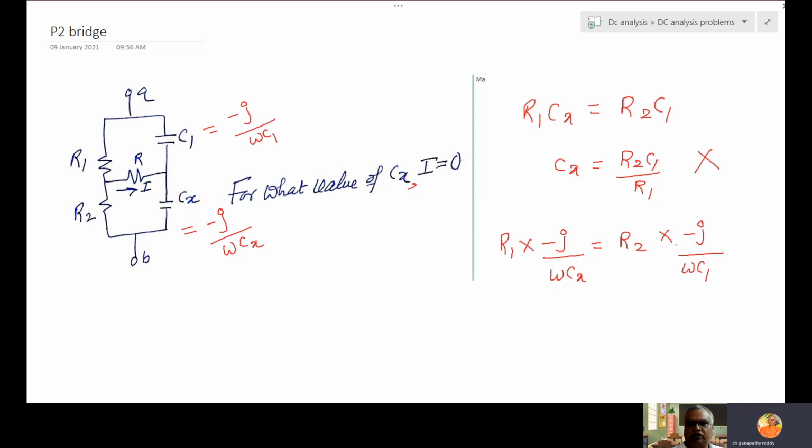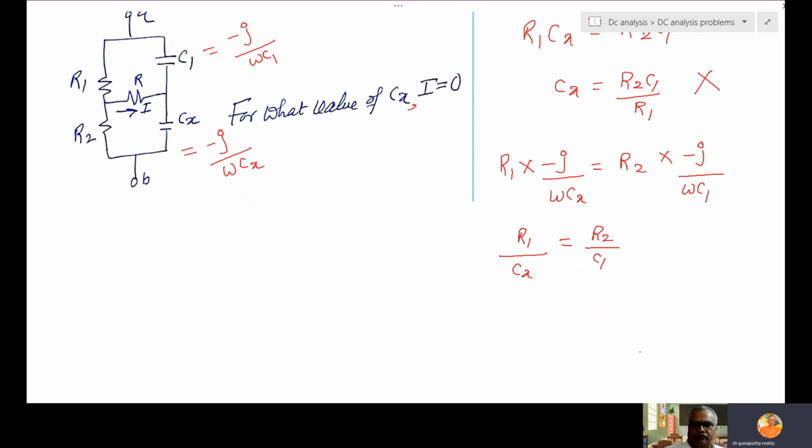So minus J by omega on both sides cancel. R1 by Cx is equal to R2 by C1. From this, Cx equals R1 C1 by R2. So this is the answer. When you are multiplying, see that the values are in ohms. That is very, very important to note. So that is the Cx answer.